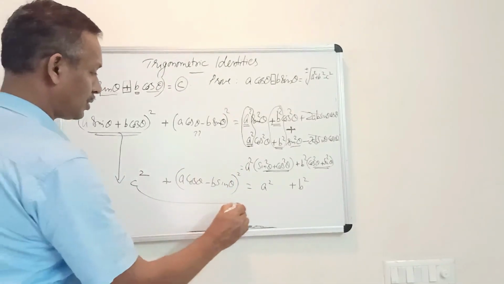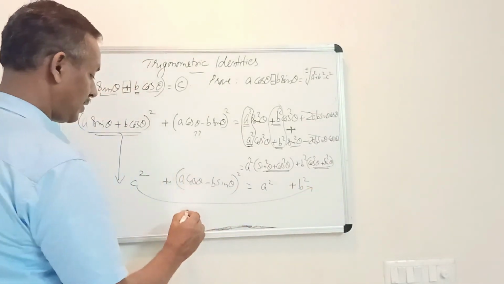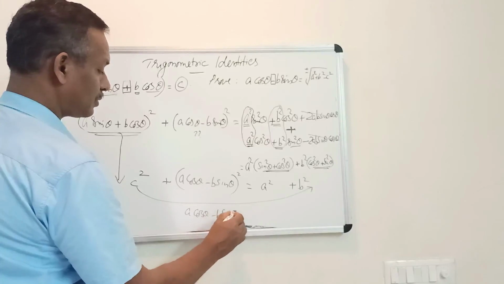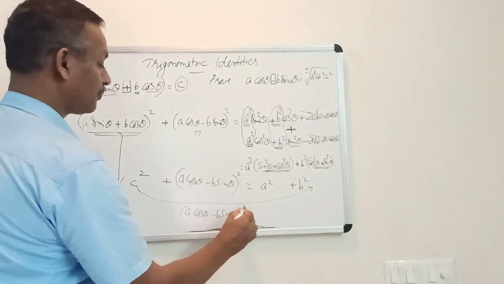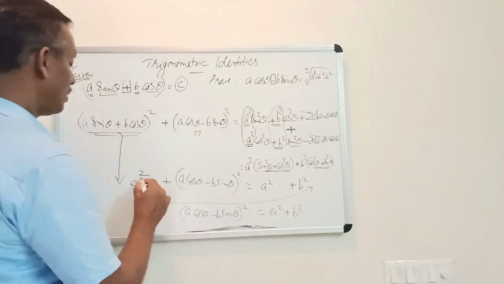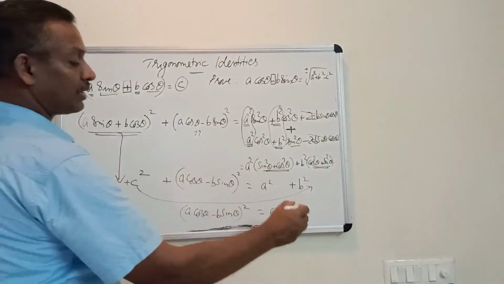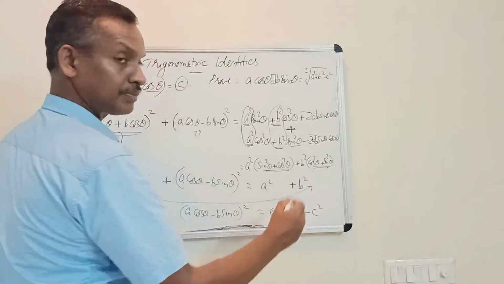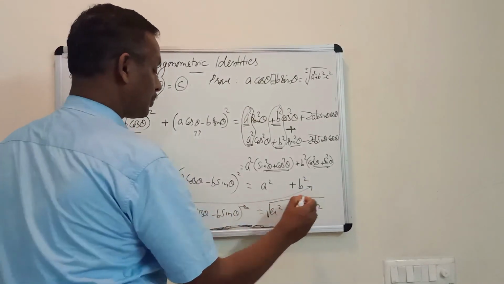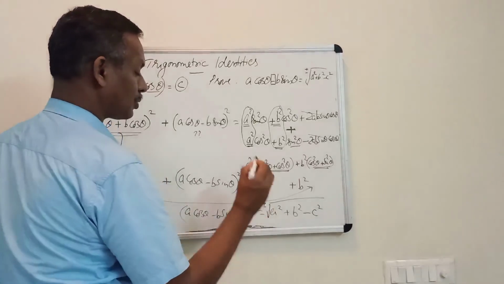Shift this c square to the right side, then we write a cos theta minus b sin theta, the whole square, is left out, is equal to a square plus b square minus c square. Cut the square and put the root here. When you are putting the root, you can put plus or minus.